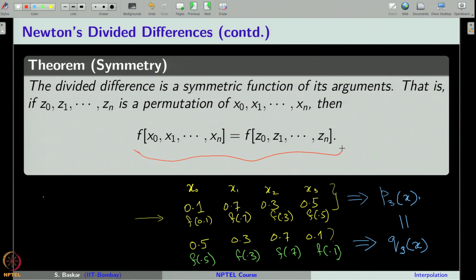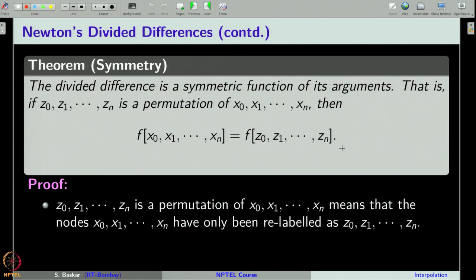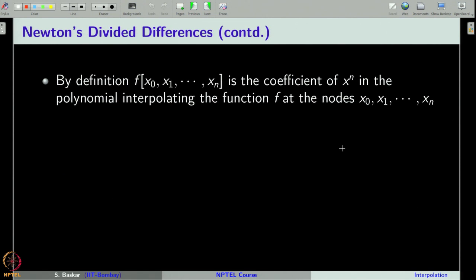Let us formally write this proof. Your nodes z0, z1 up to zn are just a permutation of the given nodes x0, x1 up to xn. It means that the nodes x0, x1 up to xn have only been relabeled as z0, z1 up to zn, right? You have not changed their values, you just made their positions change here and there and then made a new notation for them, that is all. And therefore, their corresponding function values are not going to change, and hence the polynomial interpolating the function f at both these sets of nodes is going to be the same, right?